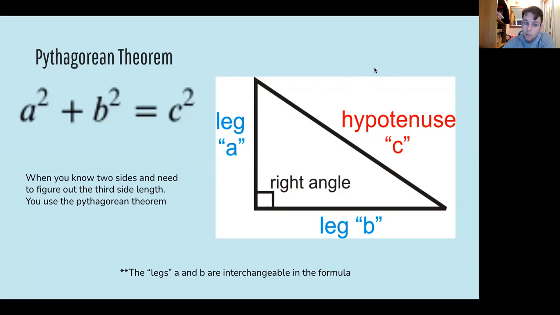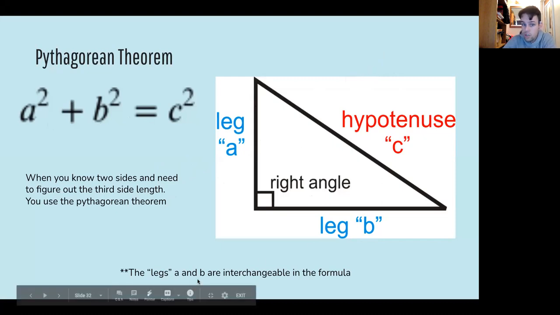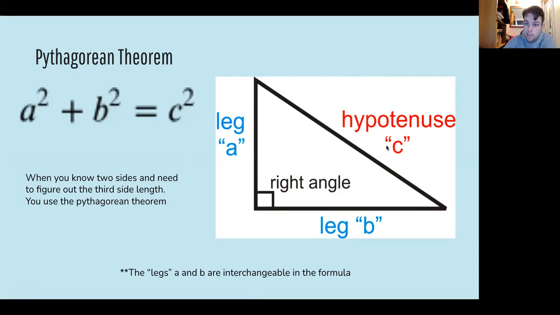So hopefully you're familiar with that. A and B, the legs, are interchangeable in our formula. It doesn't really matter which leg we make A and which leg we make B, but it does matter that the hypotenuse is C.